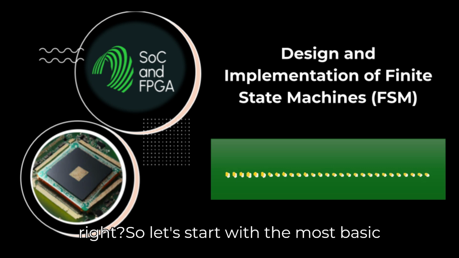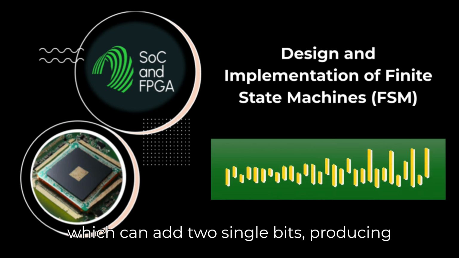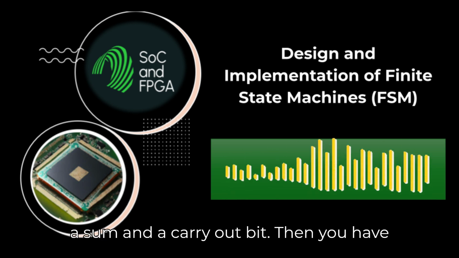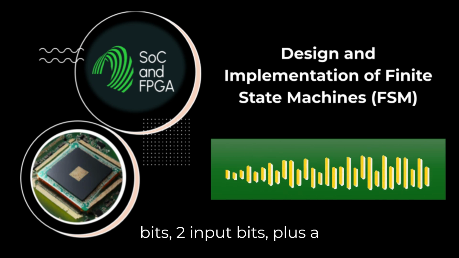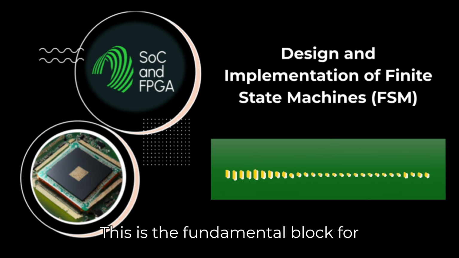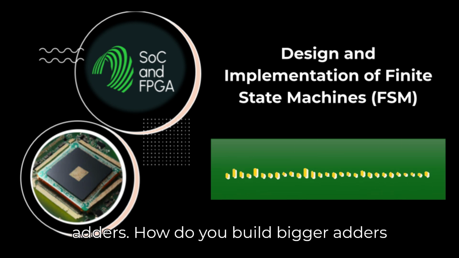Right. So let's start with the most basic operation, addition. What are the building blocks there? It starts with half adders, which can add 2 single bits, producing a sum and a carryout bit. Then you have full adders, which add 3 single bits: 2 input bits, plus a carry-in bit from the previous stage. This is the fundamental block for multi-bit adders. Okay, half and full adders. How do you build bigger adders from those?